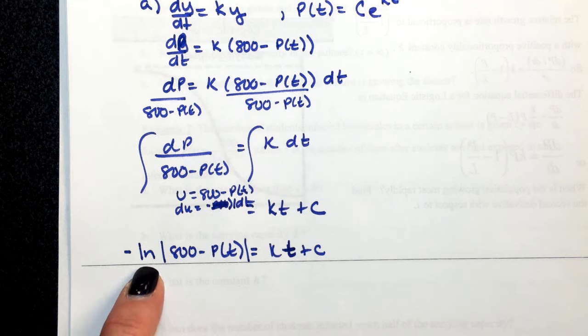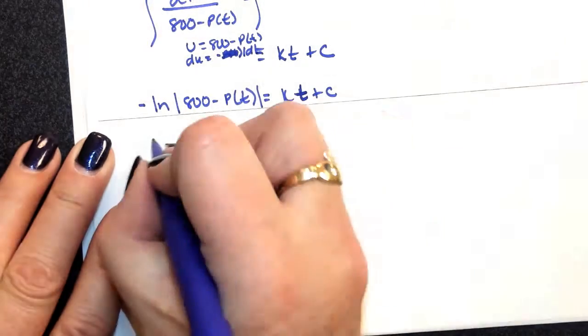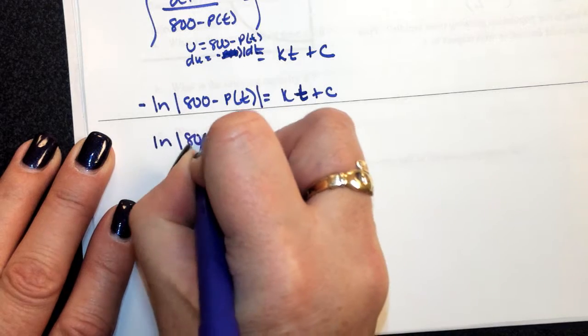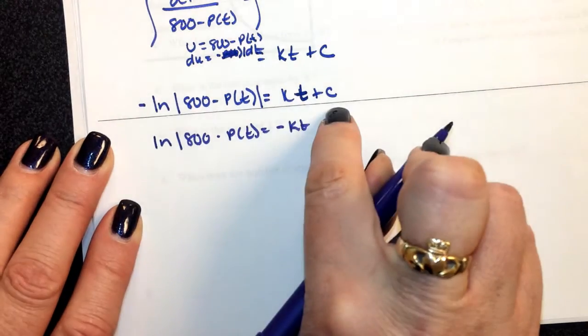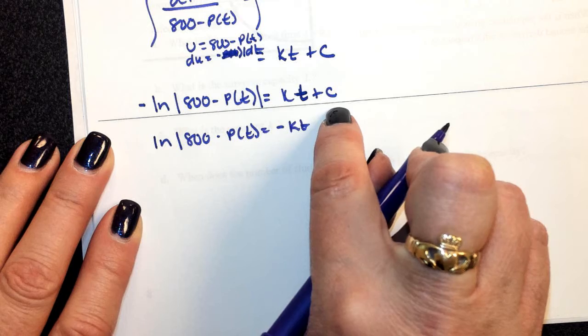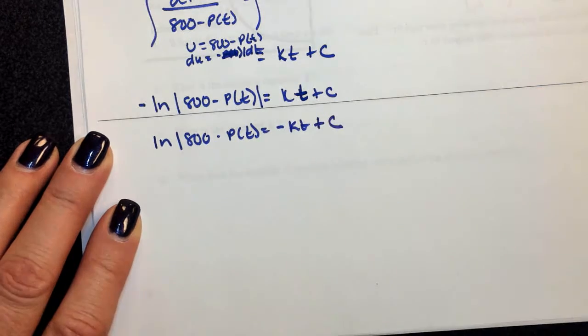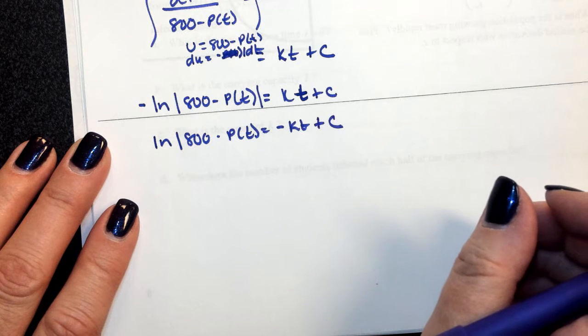Before you exponentiate, isolate the log. So what are we going to divide both sides by? We're going to divide both sides by negative 1. So natural log of 800 minus p of t is equal to negative kt. Do I have to write a minus c? No, because a minus c is still a constant, correct? A plus c is still a constant, so I can just leave that as a plus c. Remember, c is just a number.